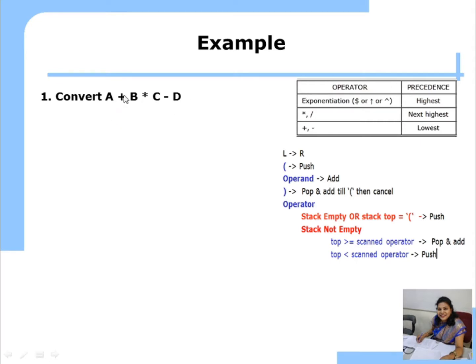We have the infix expression. Why is it infix? Because operators are between the operands. There is no operator at the front side, and there is no operator at the backside. If operators are present at the backside, it is postfix. If the operator is present at the front side, then it is prefix. And if operators are present inside, then it is infix. So see, all the operators are placed between the operands. So it is infix: A plus B into C minus D. Let us convert it with the help of the algorithm.